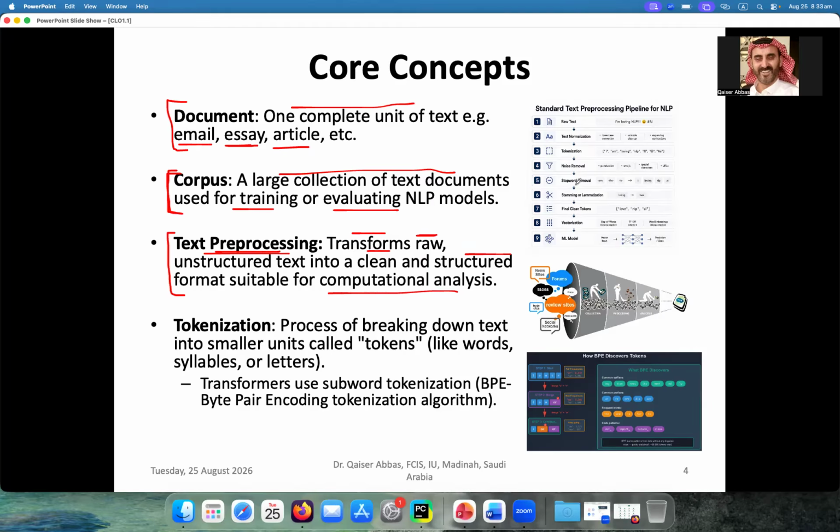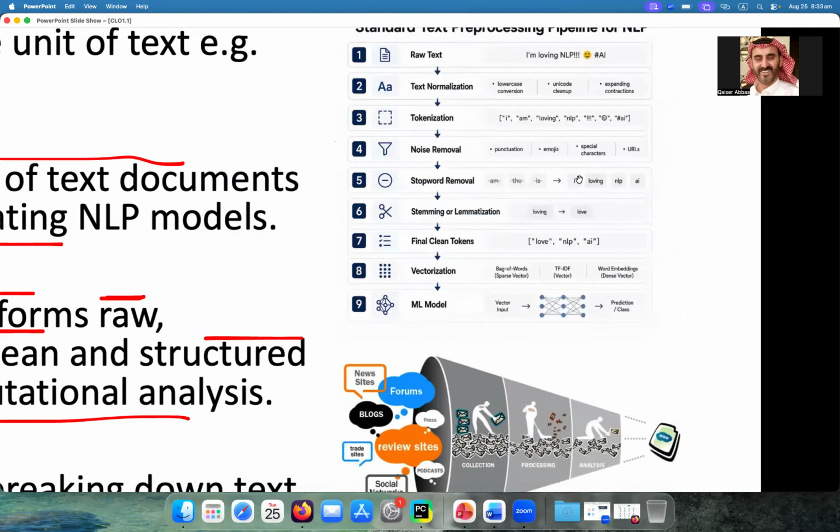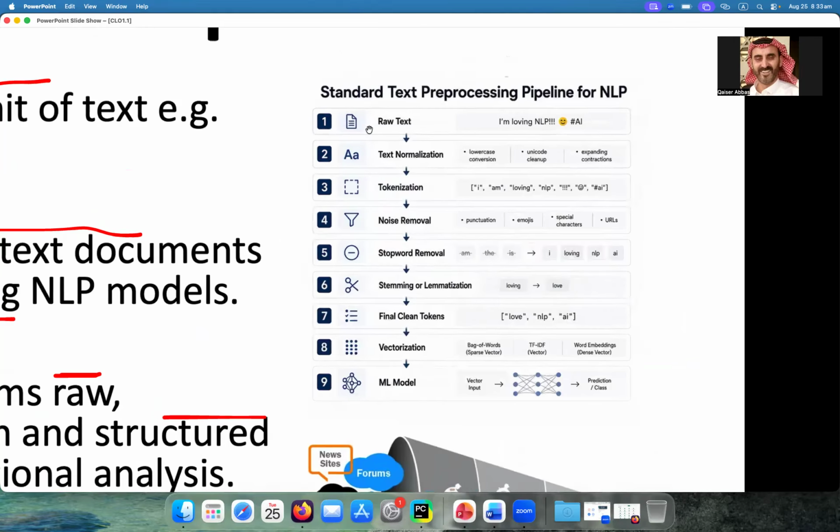So if you see this diagram, there are different things in text processing. Here is the standard text processing pipeline for NLP, steps 1, 2, 3, 4, up to 9. First, you will collect the raw text. I cannot present a large amount of data here, so I am taking a simple sentence: I am loving NLP, exclamation symbol, and then there is an emoji and a pound symbol AI.